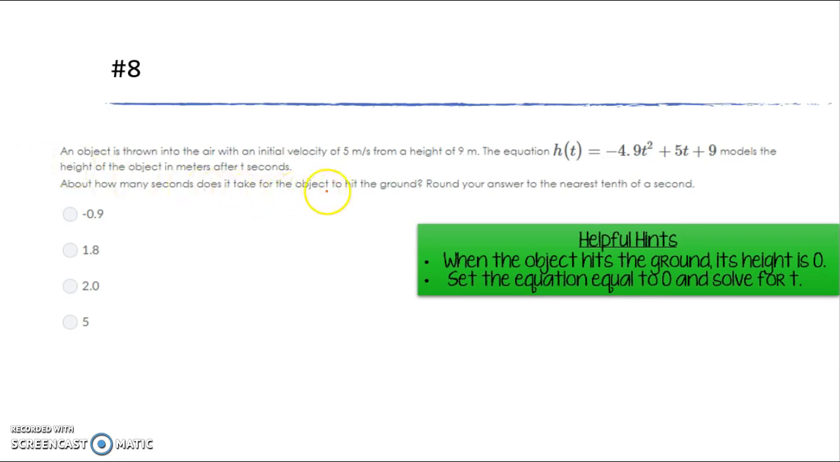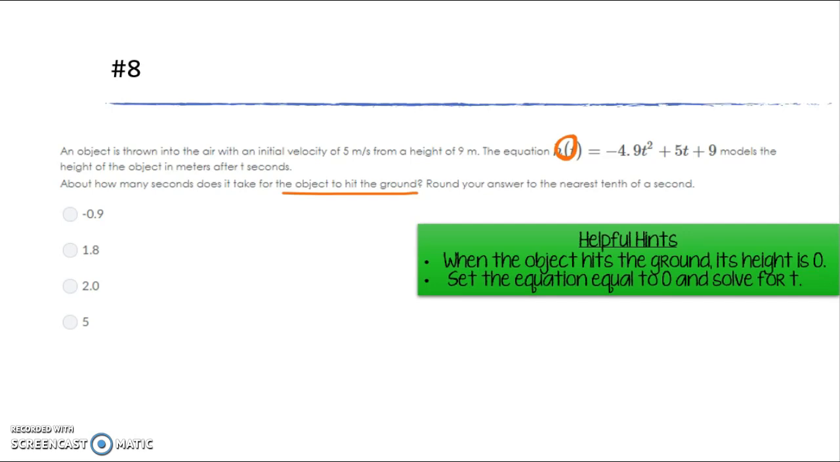I'm going to underline this information right here because that's going to tell us what we set our equation equal to. If the object is hitting the ground, that means that its height is 0. It's not above the ground anymore. Its height is 0. So you'll need to take this equation that was given to you, set it equal to 0, so you can just put a big fat 0 right here. And now you're going to solve for the variable t.